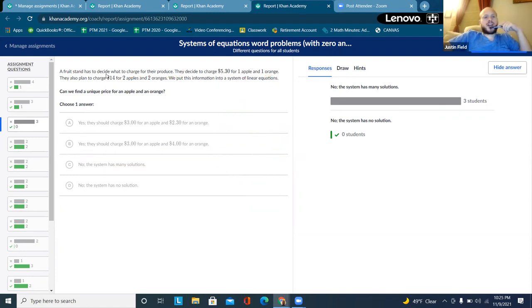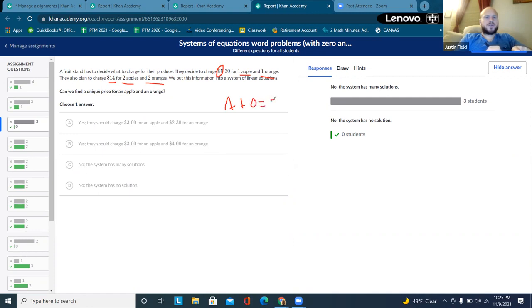Last question here. A fruit stand has to decide what to charge for their produce. They decide to charge $5.30 for 1 apple and 1 orange. They also plan to charge $14 for 2 apples and 2 oranges. Can we find a unique price for the oranges? Oh, okay. So A plus O equals 5.3. And then 2A plus 2O equals 14.